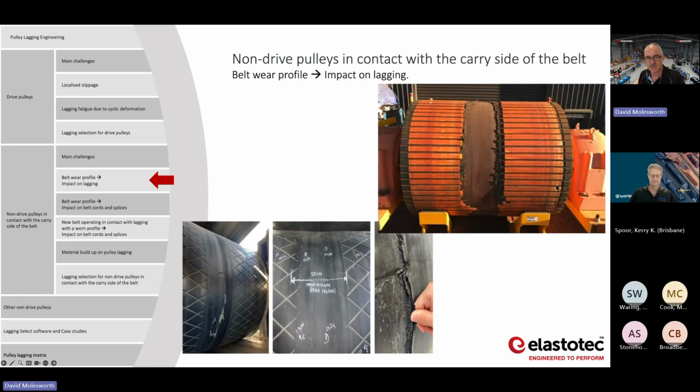And this shows up on your ceramic lagging. You get this very neat area in the center of the pulley that gets damaged. On your rubber lagging, again, you'll see this wear in the center.